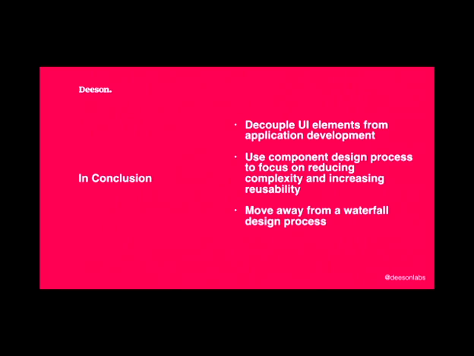So use the component design process as described to focus on reducing complexity and increasing reusability. Once you see the enormity of what it is you're producing, you can start to see places where things could be reduced. Have we produced too many patterns? Are there too many components being produced? You start to see this, and the size of the style sheet really goes a long way into demonstrating that. They also provide you with that common place where the whole team can get together and look at the system and understand it as one. And finally, it helps us move away from that waterfall design process that I showed earlier.